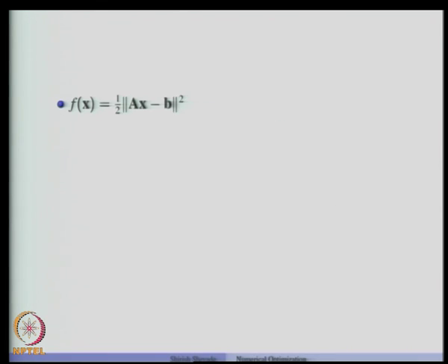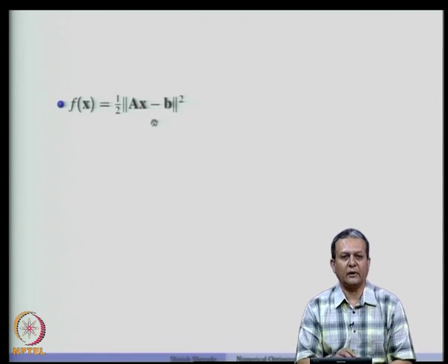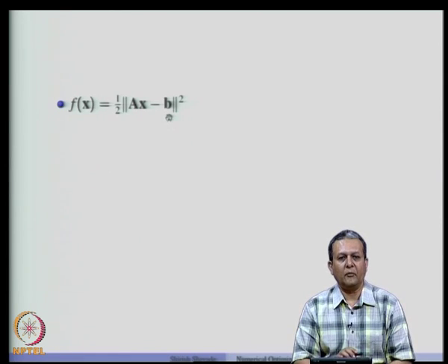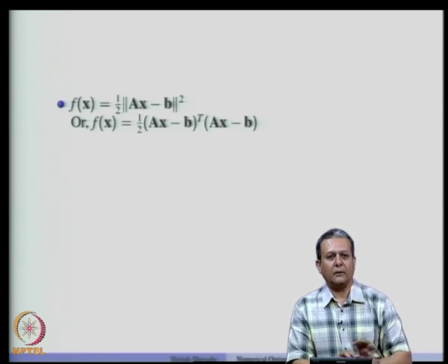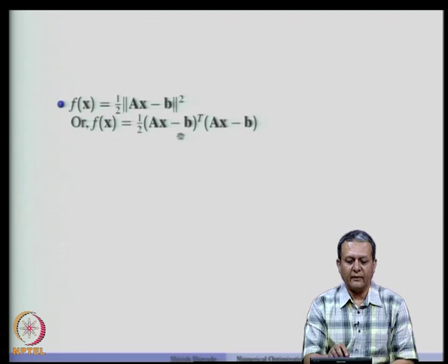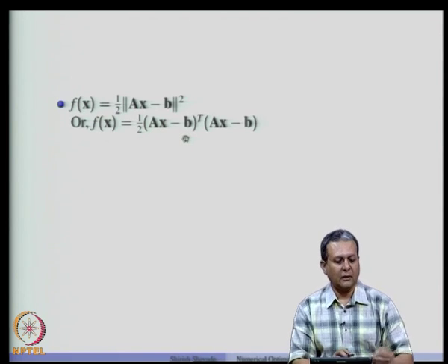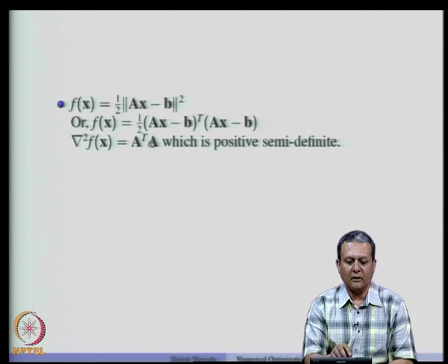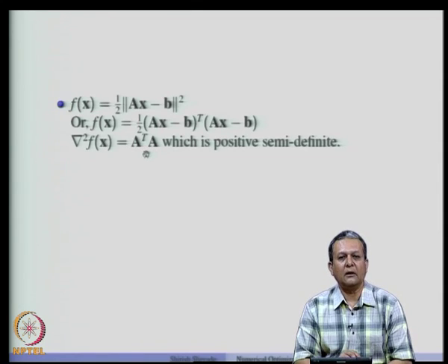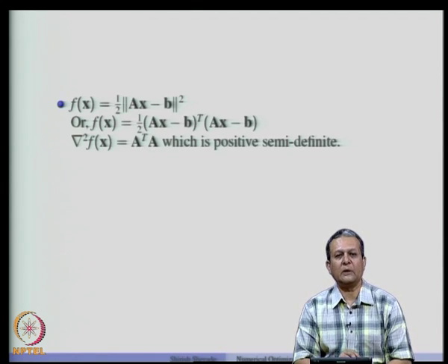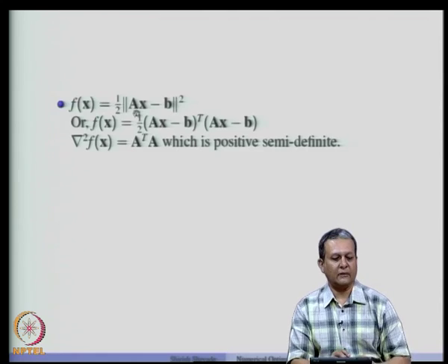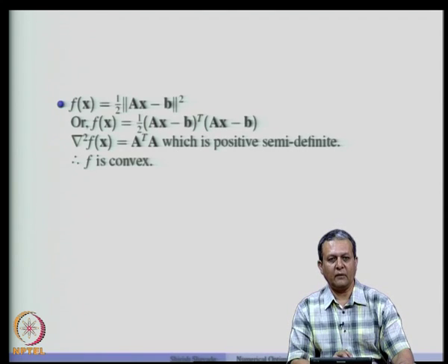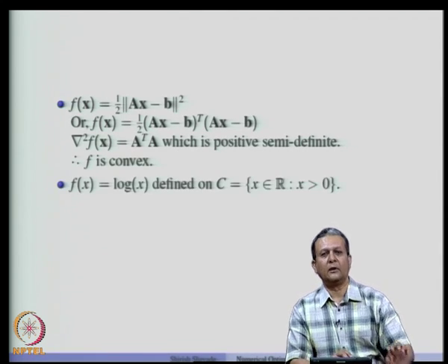Now, let us take a function f of x equal to half norm x minus b squared. Remember that we use the two norm. We can rewrite this function as half of (x minus b) transpose (x minus b), and if you take the Hessian of this function, it is A transpose A, and this matrix A transpose A is always positive semi-definite. So, this function f is always a convex function.